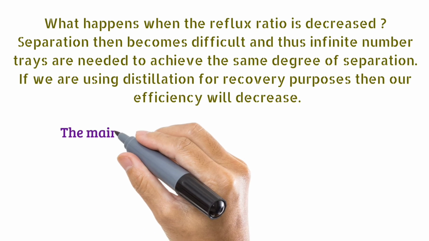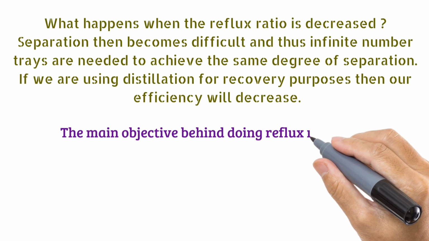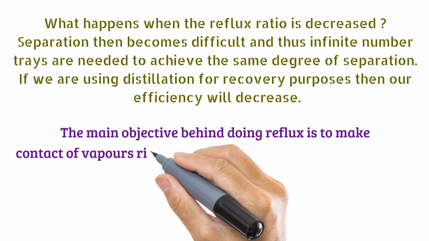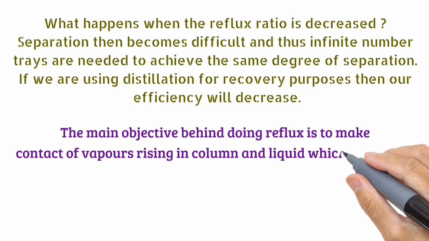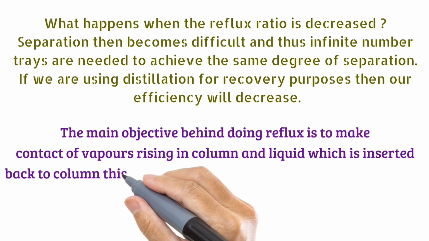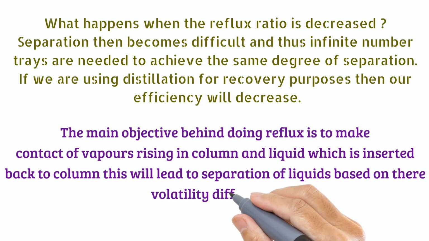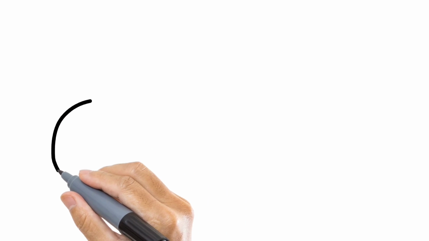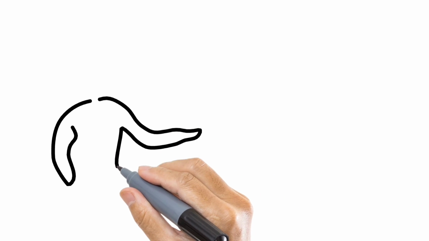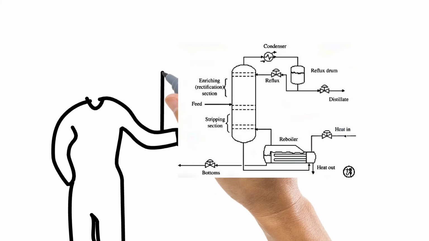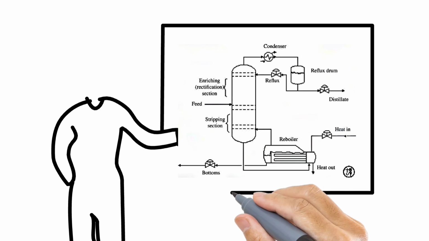The main objective behind doing reflux is to make contact between the vapors rising in the column and the liquid which is inserted back into the column. This will lead to the separation of liquid based on their volatility difference. The more contact of vapor and liquid is made, the more purity we will achieve. And that is the main reason behind the distillation column.